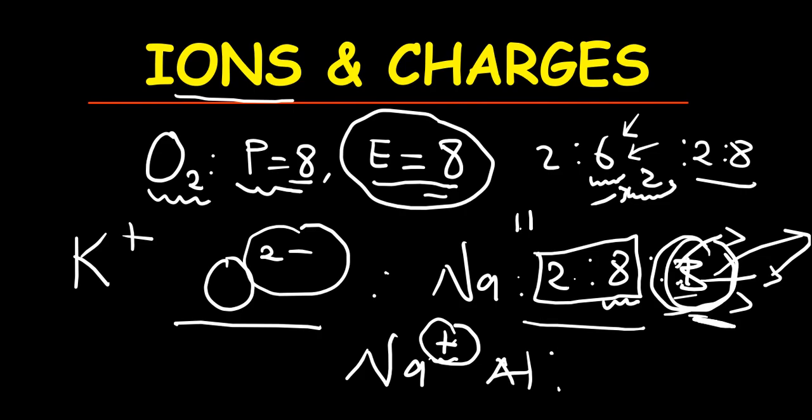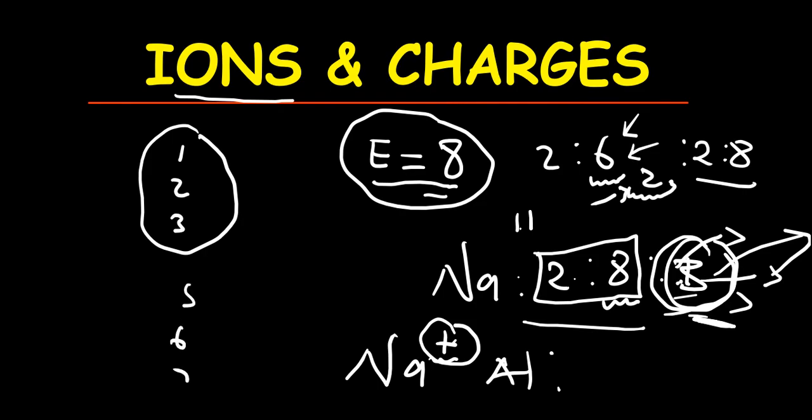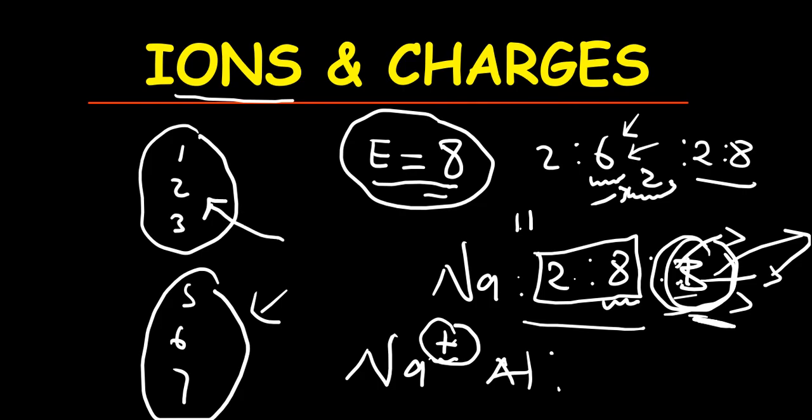Okay, so if you have an atom, and in the last shell you have 1, 2, 3 electrons, these electrons tend to be lost. And when the last energy shell has 5, 6, 7 electrons, these tend to gain electrons, and the 1, 2, 3 tend to lose. So if it's 1, 2, or 3, then it will be lost, and when it is 5, 6, or 7, then it will gain.